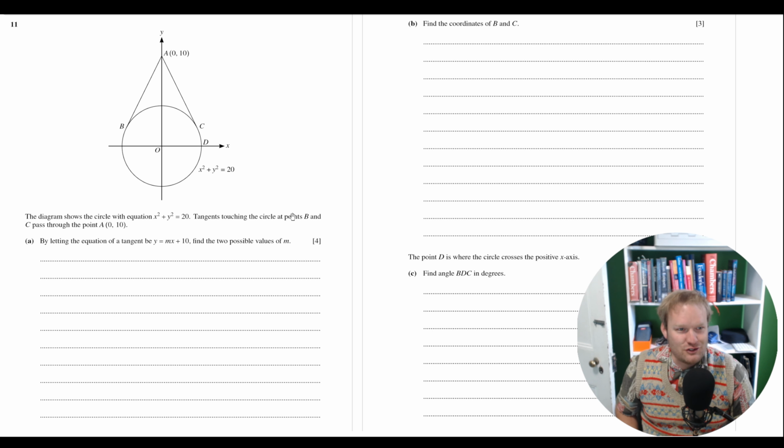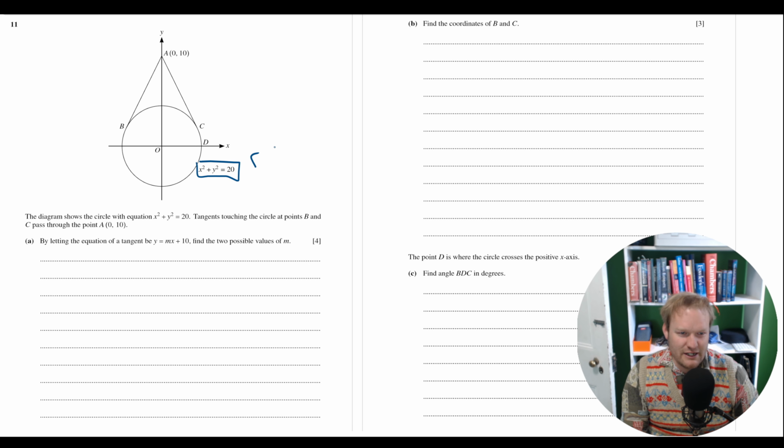Ooh, now here's a nice question. Question 11 from the October-November paper 2022, paper 1. And we've got a circle, the equation's given to us here. Let's get a pen ready over here. So the equation of the circle is given, which means we know a few things.